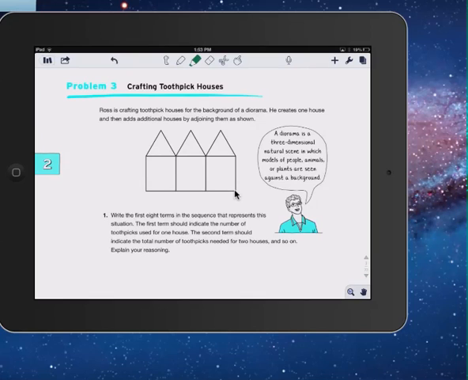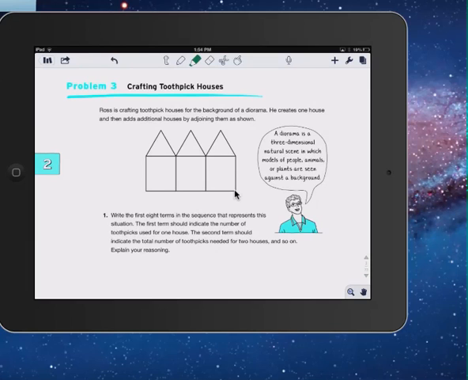Crafting toothpicks. You guys know what a toothpick is? Who knows what a toothpick is? Raise your hand. Okay. Do you understand? Yes. Okay.